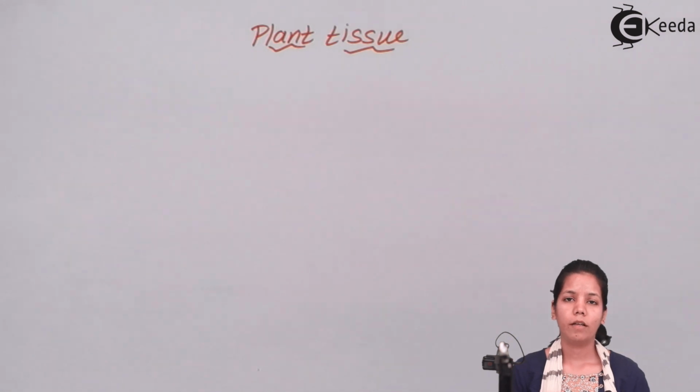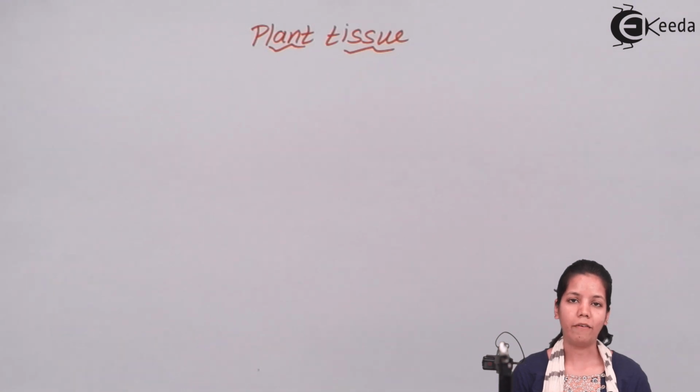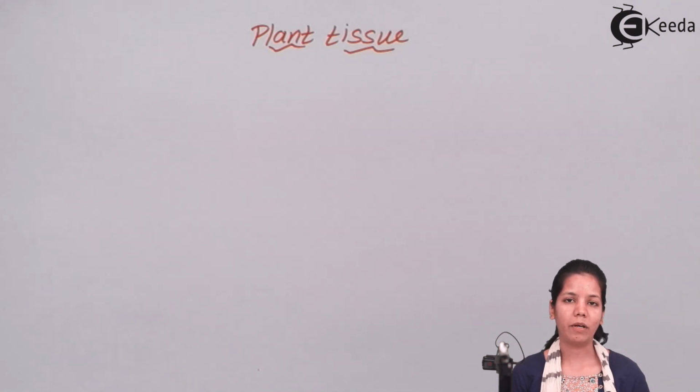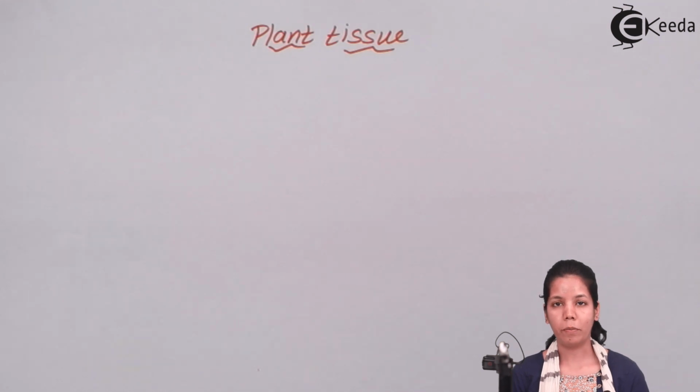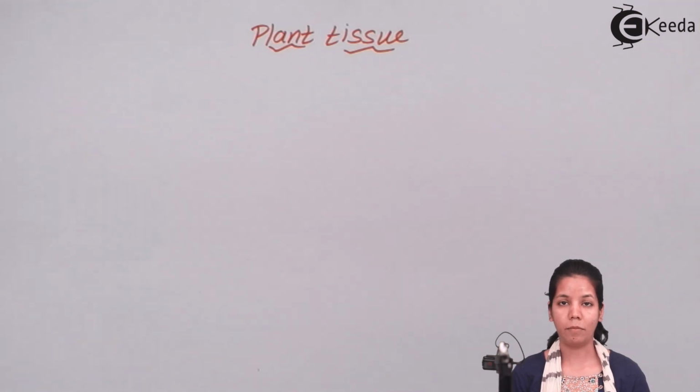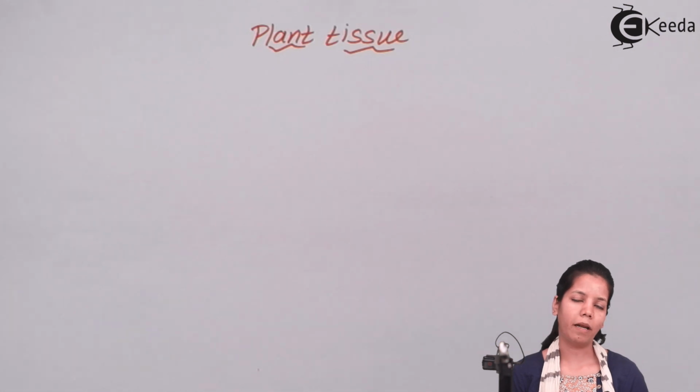Plant tissues. Whenever certain functions have to be done inside plants, obviously the cells of the plants will do it. And when a number of cells come together, they form tissues. So basically, plant tissues are nothing but a group of cells working together or living together and doing a certain function in a group.